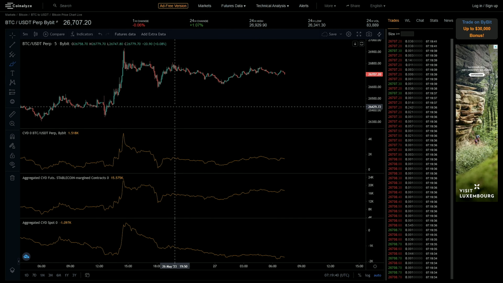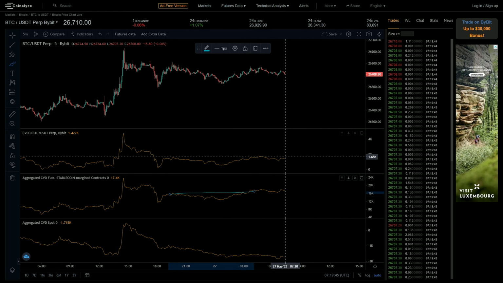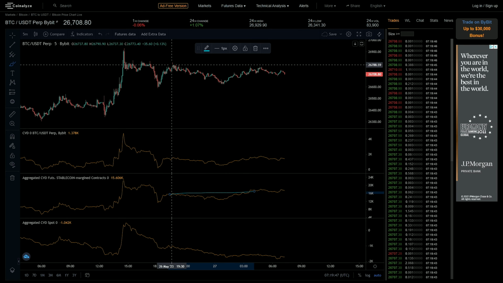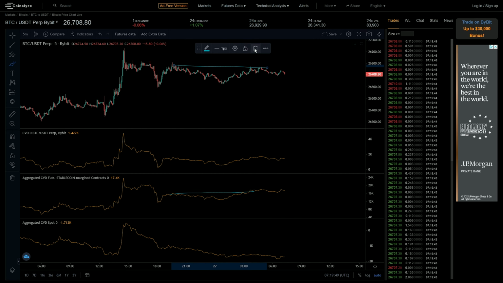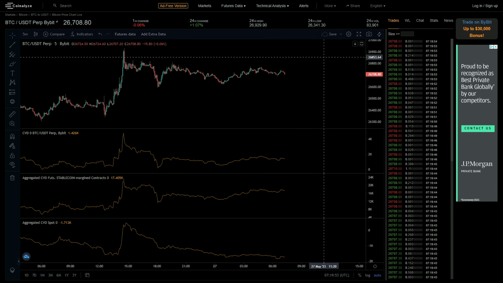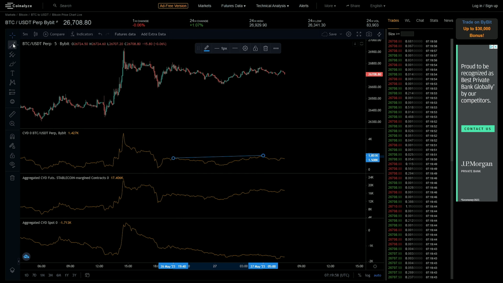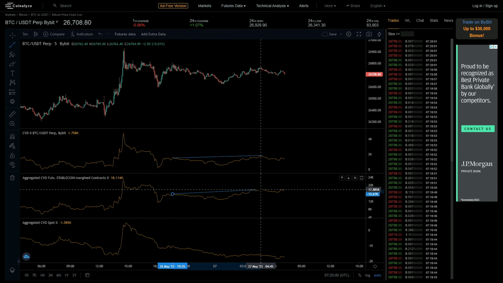In this case, we can see that the CVD indicator on the stablecoin one is forming higher highs, while the price action is forming lower highs. That is a sign of potential absorption. What do I mean by that? Also on the regular CVD indicator, we can see slight higher highs as well. So potential signs of absorption.